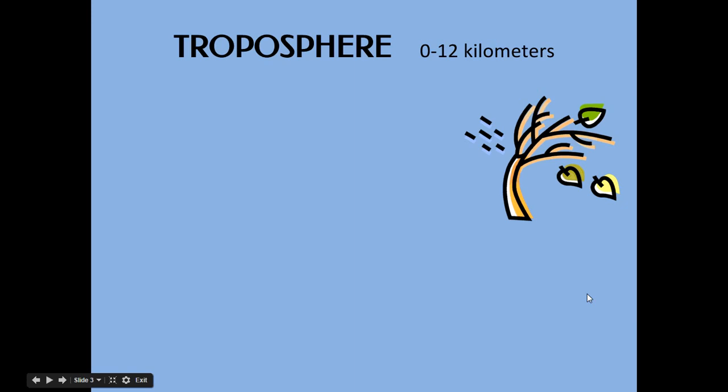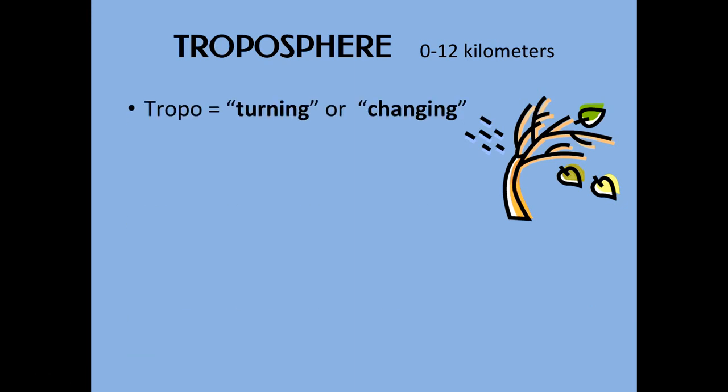Let's start with the first layer. The first layer is the bottom 12 kilometers, the troposphere. Be sure you're at the bottom of your worksheet when you begin taking notes. Tropo means turning or changing. Weather occurs in this layer. As the altitude increases, the temperature decreases.